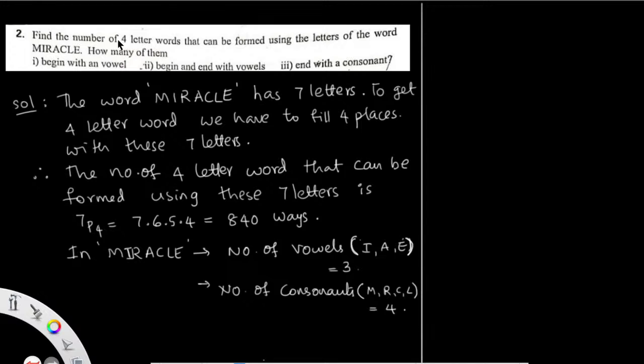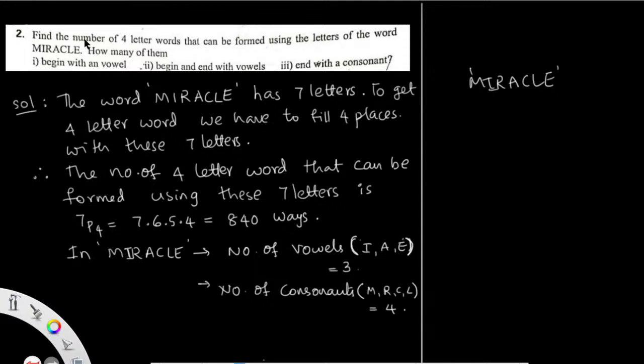The question is to find the number of 4-letter words. Here also, to form a 4-letter word by using the word given, in place of equation it is given miracle. How many of them: the first begins with a vowel, the second begins and ends with a vowel, and the third ends with a consonant. Miracle is M-I-R-A-C-L-E.